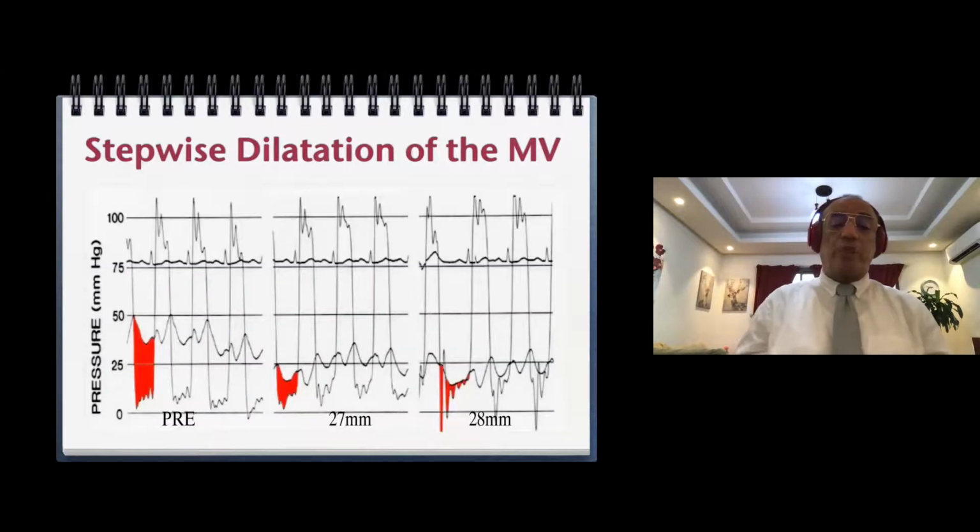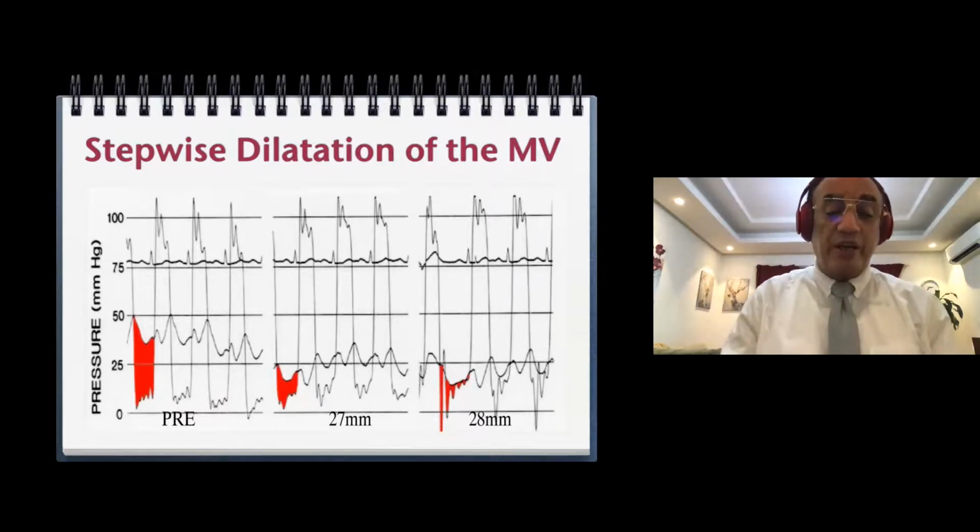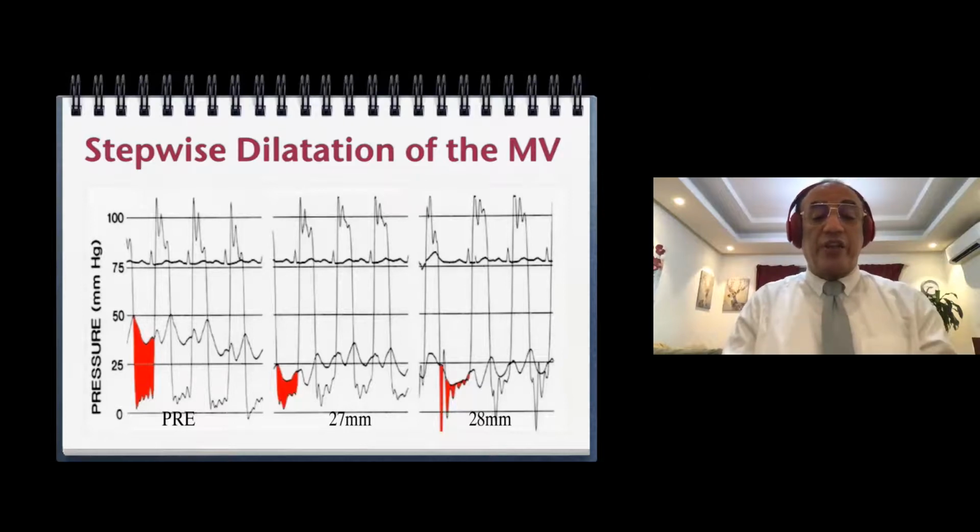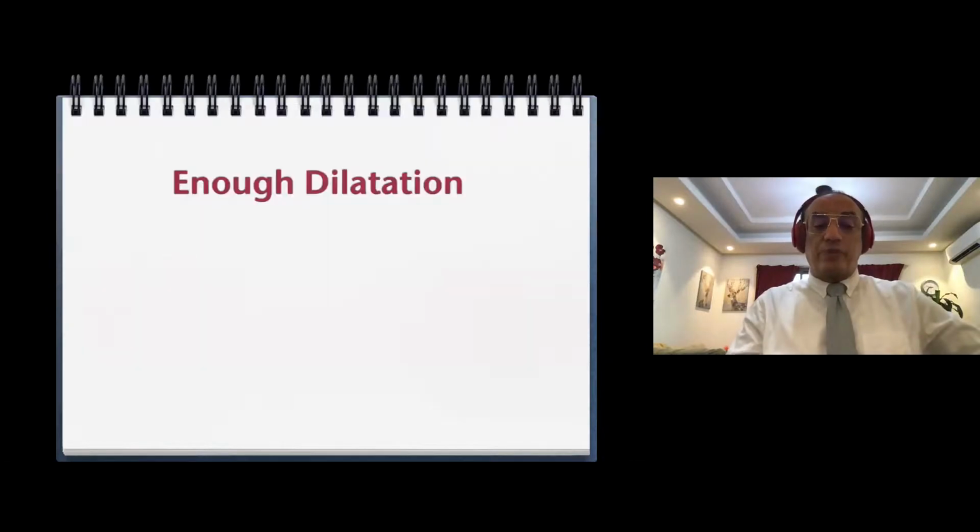And this is the effect of balloon dilatation on hemodynamics. If you can see here on the left side of the screen, the red area on the left side is the diastolic gradient before balloon, and this is in the middle. You can appreciate there is a significant decline in the red area, indicating reduction in the mean gradient across the mitral valve. And the last one on the right, there is no diastolic gradient between the left ventricular diastolic pressure and mean left atrial pressure, which indicates successful balloon dilatation of the mitral stenosis.